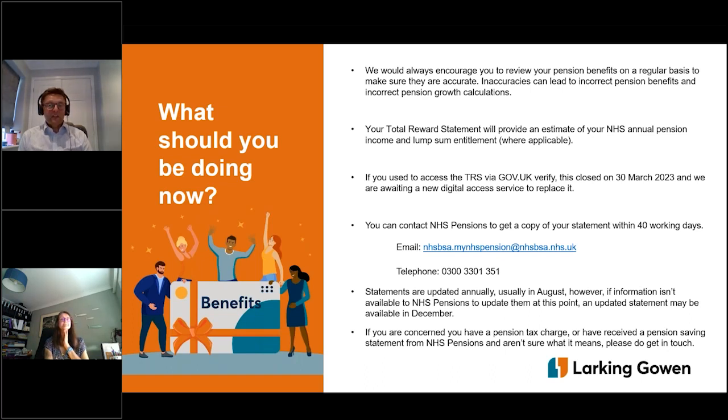The other point to take away from this evening is when you are looking at the cost of everything, do consider any private insurance policies that you have in place as well, because you may be overinsured as a consequence of the benefits that you get from an NHS pension scheme. So that's my last top tip for this evening.